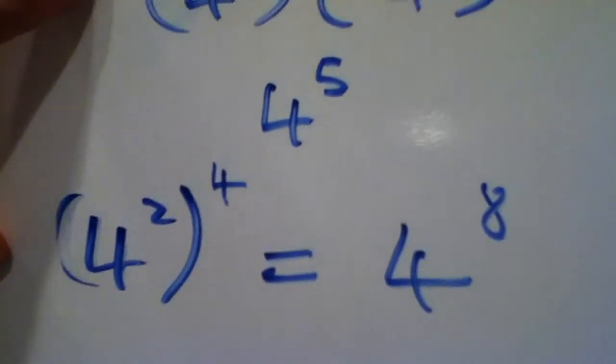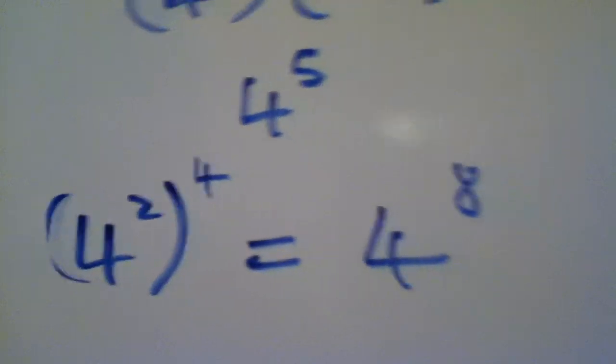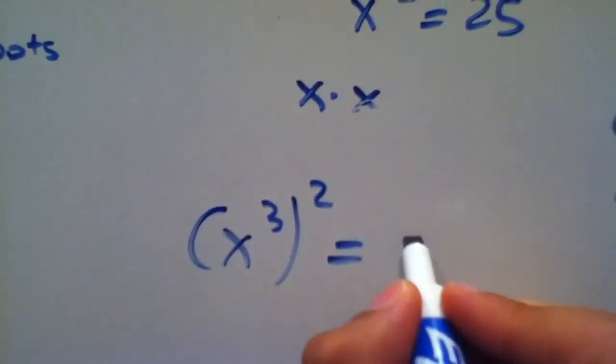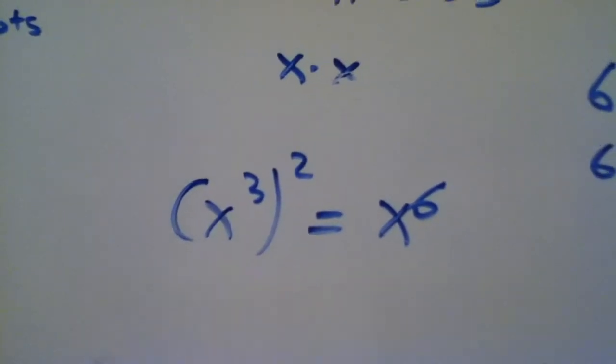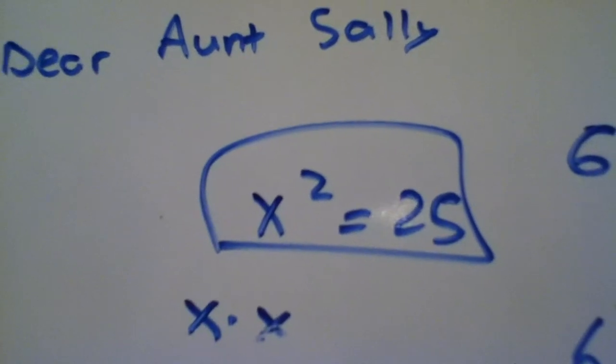So there's a clear distinction between the two. You have to keep this in mind. So now if we're using x, right, if you're doing x cubed and then squared, that's just x to the 6th. So let's just go back to the original thing, x squared is equal to 25.